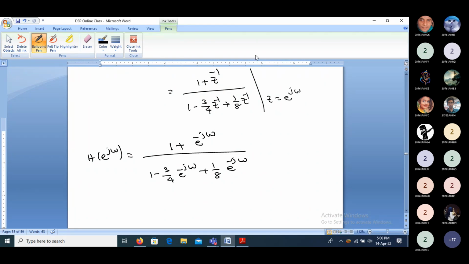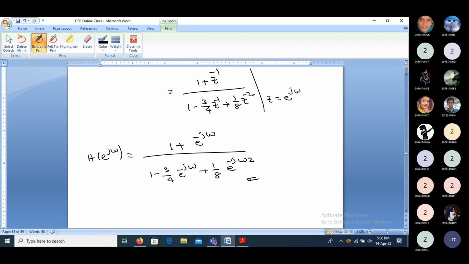As per z inverse or z power minus 2, a small mistake here: it is z power minus 2, so nothing but e power minus 2j omega. So this is about the frequency response of discrete-time LTI systems. These are the applications of the Z-transformation.